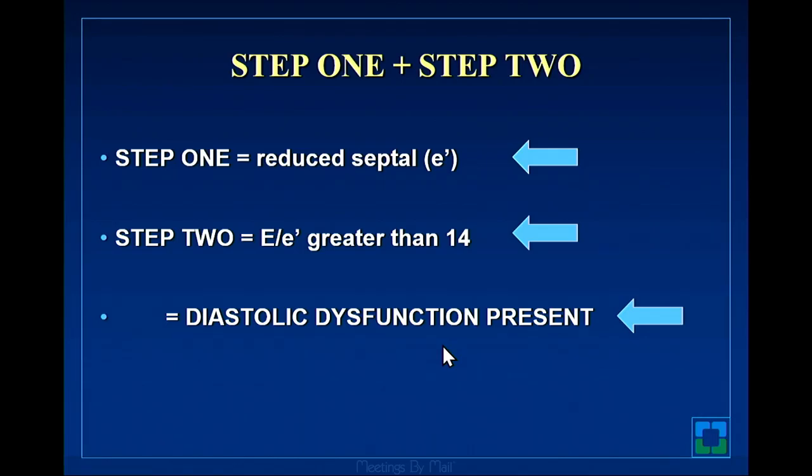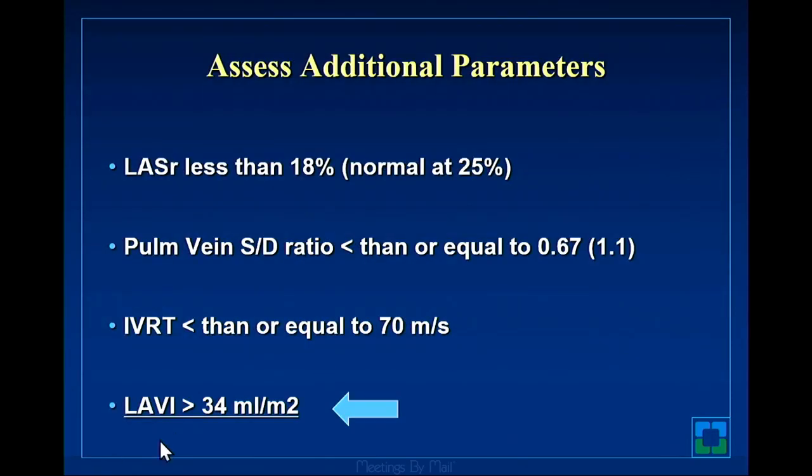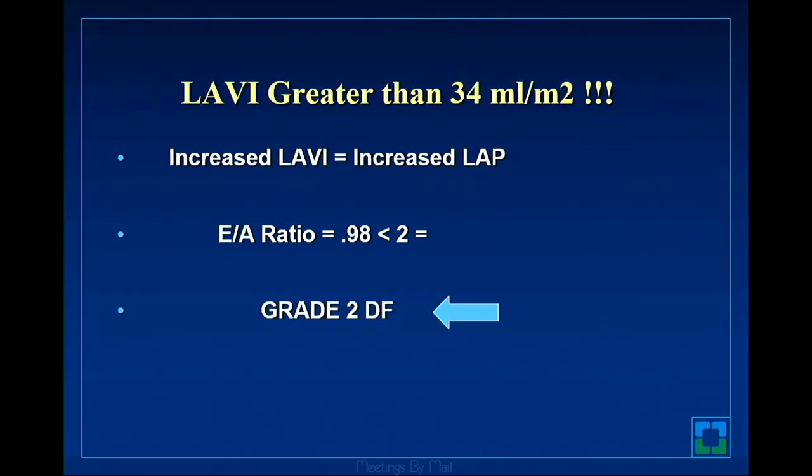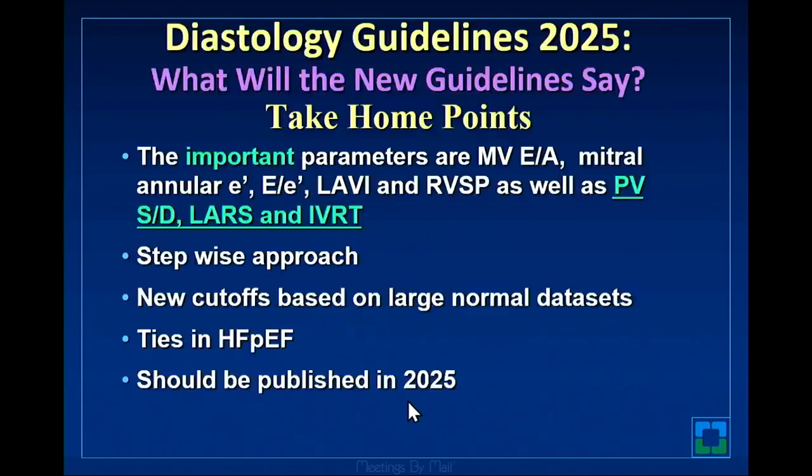Now you use the algorithm, and as I mentioned, 2 of these things were positive, so therefore you go to the purple box. Is there anything else that's positive? And we found that the LAVI was more than 34. So based on that, you have one positive. Then your EA ratio is less than 2. So therefore, you have grade 2 diastolic dysfunction. This is preliminary, and this has now been looked at very, very carefully. So in this case, there's increased LAVI, EA ratio between 1 and less than 2. So grade 2 diastolic dysfunction.